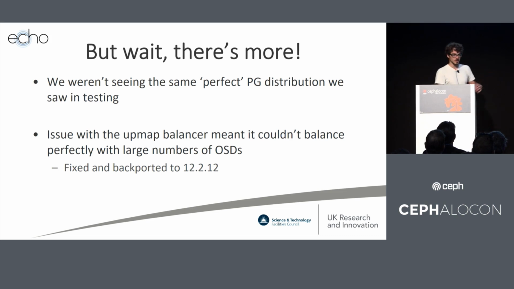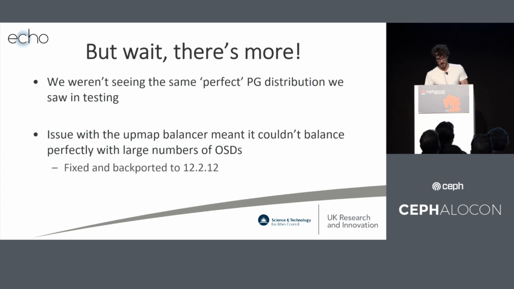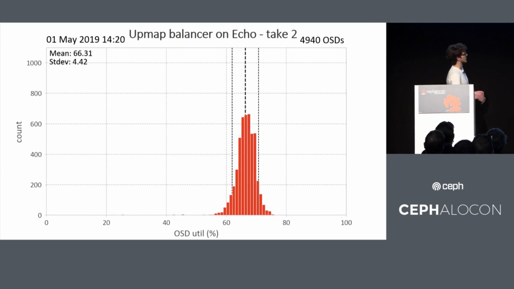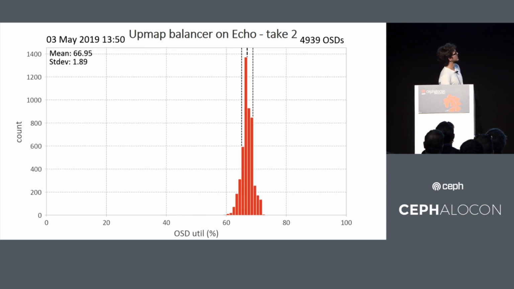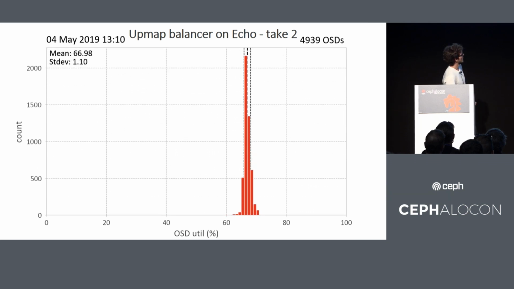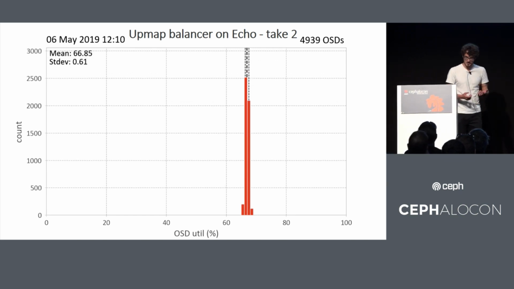However, it wasn't perfect. It wasn't that perfect distribution that we saw on the dev cluster, and I did a bit of poking, and it turns out we had run into an issue that affected large numbers of OSDs, which had already been found by Dan, and had already been fixed, which was cool, and we just waited for the backport. And then turned it on again, and saw what happened. So again, this is, I think, another 48 hours of balancing. And it worked really well, actually. I was pretty impressed with it.